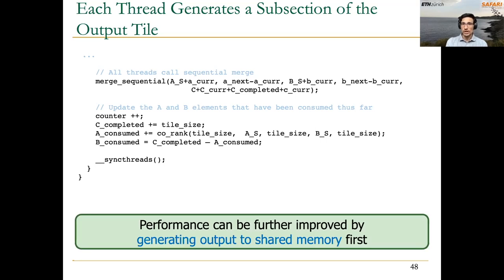The performance of this kernel, which is a relatively simple version of the tile merge kernel, can be improved further if we generate the output section in shared memory as well. We would need to reserve another tile for the output in shared memory. This way, all threads write first to shared memory, and after that, we can move the output tile from shared memory to the global memory by doing coalesced memory accesses. That's an optimization that is not covered in detail in this lecture, because in reality it is pretty much related to other ways of using the shared memory that we have discussed in previous lectures.